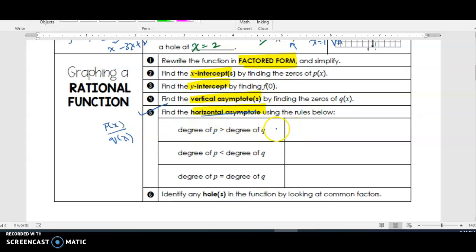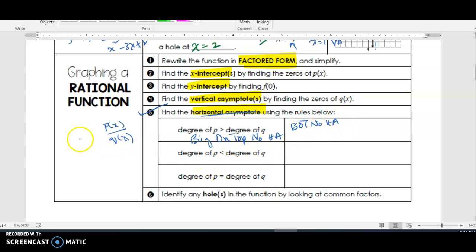So how would I write it? We will write it as big on top in layman's terms. So it is BOT in short. So big on top, then there will be no horizontal asymptote. So I would call it no HA. HA for horizontal asymptote, okay?